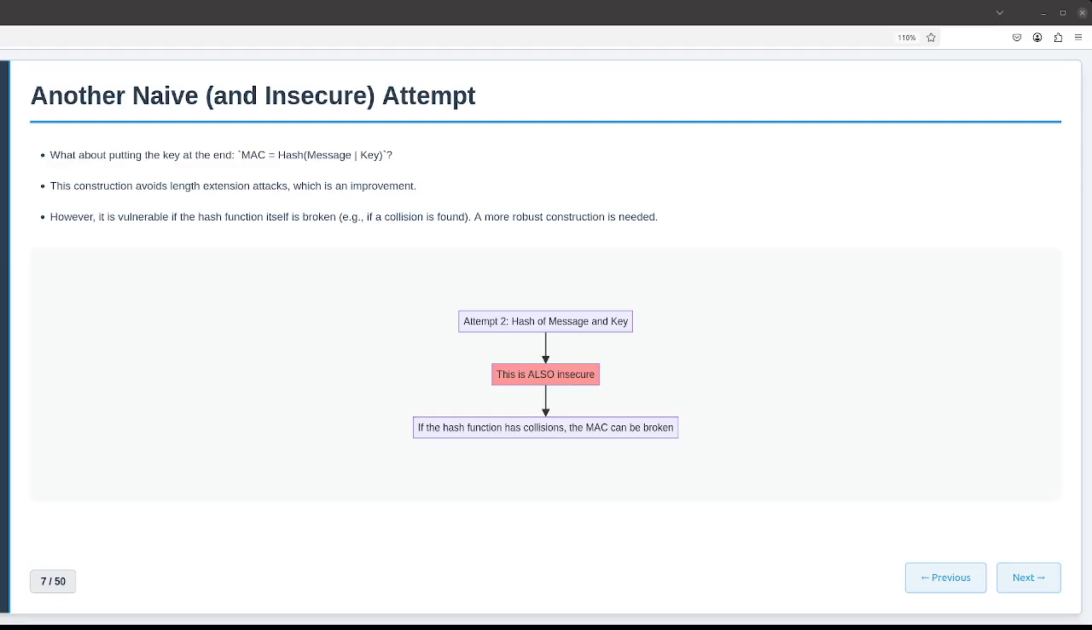An attacker could replace message 1 with message 2 in transit, and since hash of message 1 concatenated with key would equal hash of message 2 concatenated with key, the MAC would still validate. While collisions are very hard to find in good hash functions, we want our MAC to be secure even if the hash function shows some minor weaknesses.